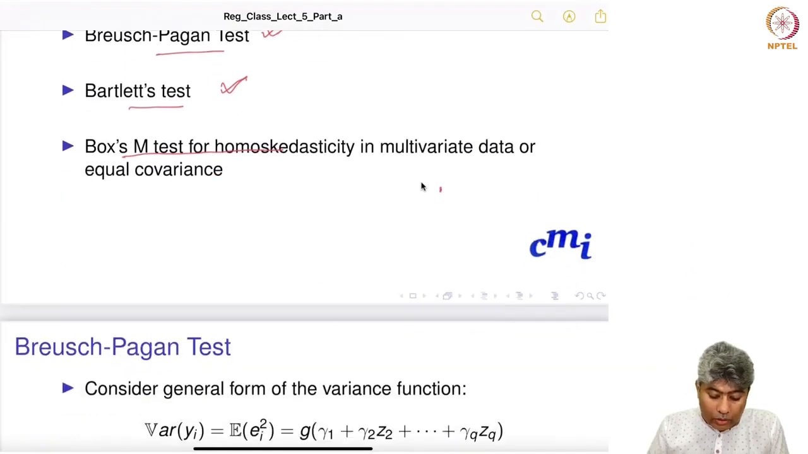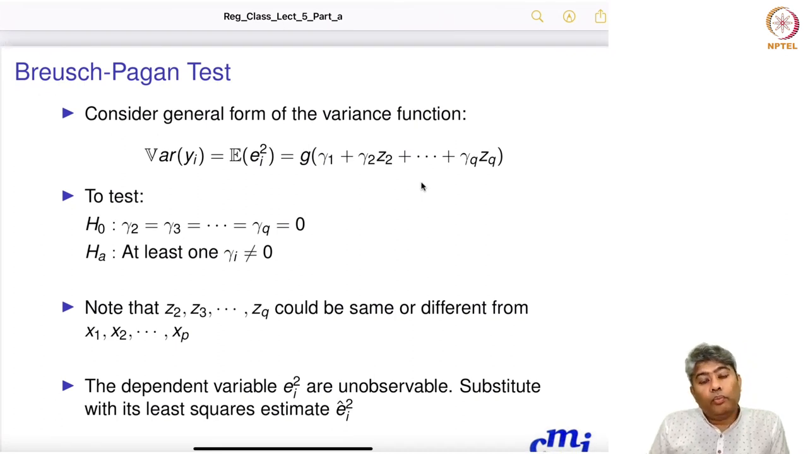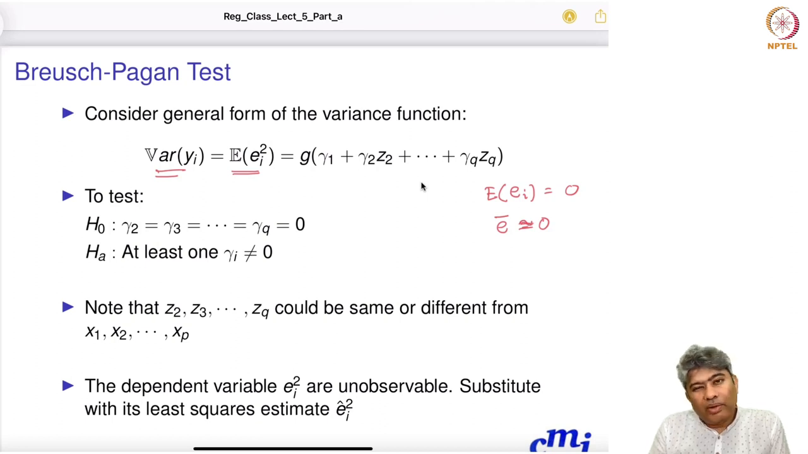First we will discuss the Breusch-Pagan test. Consider a general form of variance: variance of yi is essentially the expectation of ei square, because you can effectively say the expectation of ei is 0. Particularly if you are using the OLS method, you can show that e bar, the sample mean, will be approximately equal to 0. You can pretty much show that.